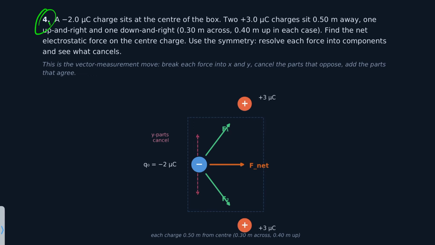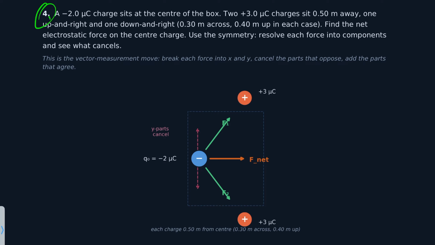Question 4. A -2 microcoulomb charge sits at the center of a box. Two 3 microcoulomb charges sit 0.5 meters away, one up and right and one down and right. Find the net electrostatic force on the center charge. Use symmetry and resolve each force into components and see what cancels.